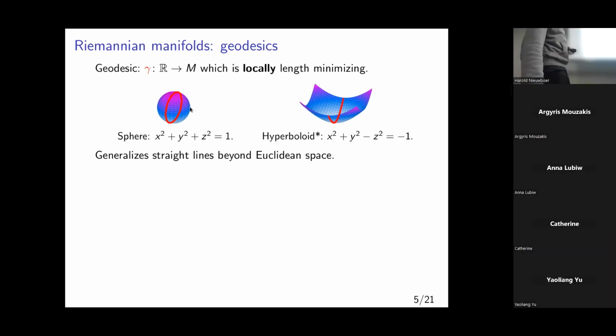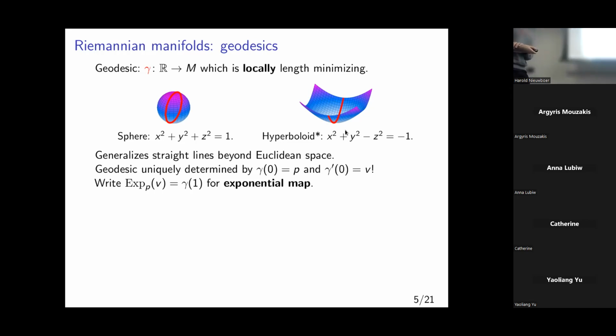And similarly on the hyperboloid, you can look at this particular curve, and this turns out to be a geodesic. I'm lying a little bit here because I haven't told you what the metric on this hyperboloid should be. It should really be the restriction of the Lorentzian metric, so not just the Euclidean distance measure. So the point is this generalizes straight lines beyond Euclidean space. And when we know what straight lines are, we can define convexity.